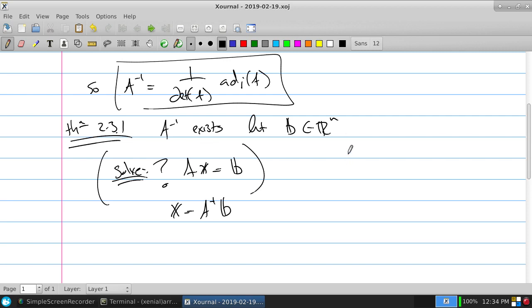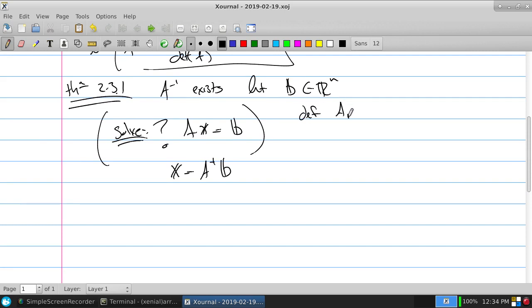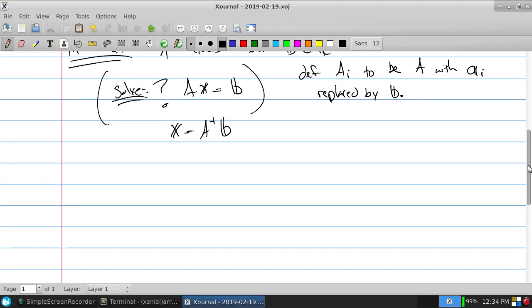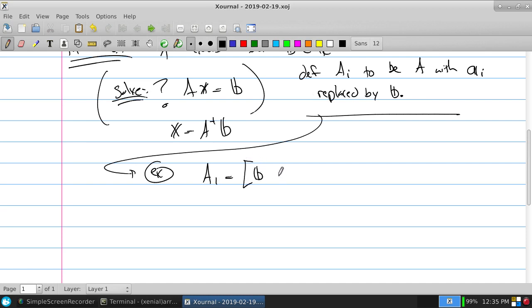And Cramer's rule itself would be, if I would take A, and we would define Ai to be A with column i replaced by B. For example, what would A1 be? A1 would be B in the first position, and then we would have the second column, the third column, up to the nth column. And then what would be A2? Well, I would go to the second column and stuff the B in there. And then we would just continue with that process. So I just make a bunch of matrices by putting B in the first column, B in the second column, B in the third column, and so on throughout.